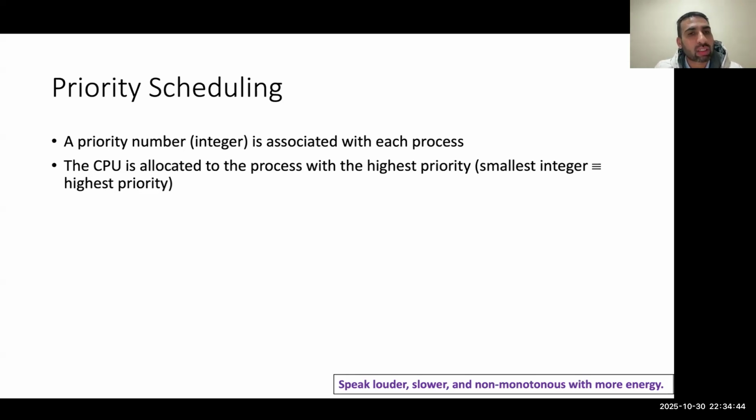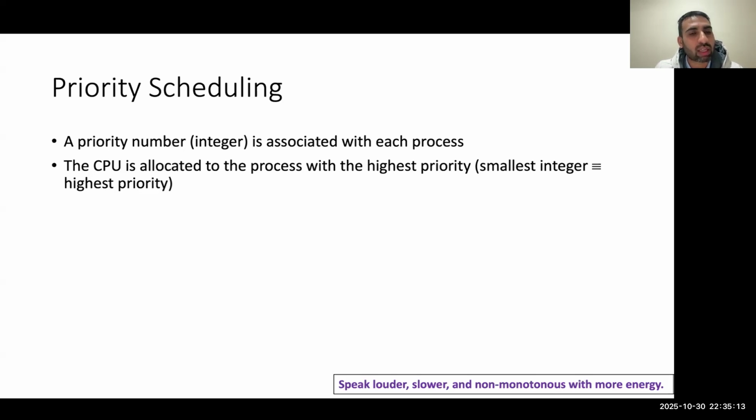Different operating systems use different mechanisms. For example, some operating systems can say, okay, we are using integers to specify the priority, but the smaller the value of an integer, the higher the priority. But in some other operating systems, it can be that a higher number means higher priority. For example, in Linux, a higher integer number means the process has higher priority.